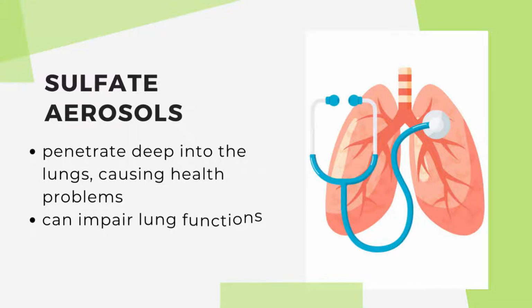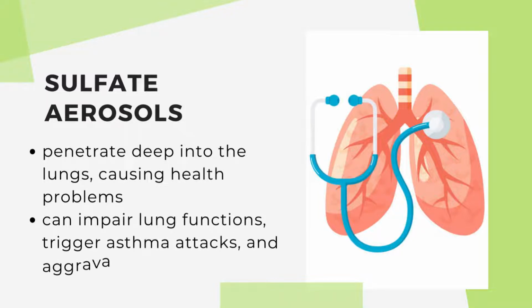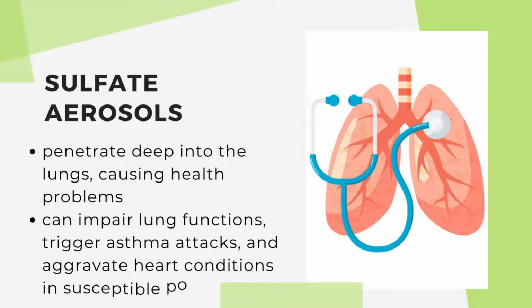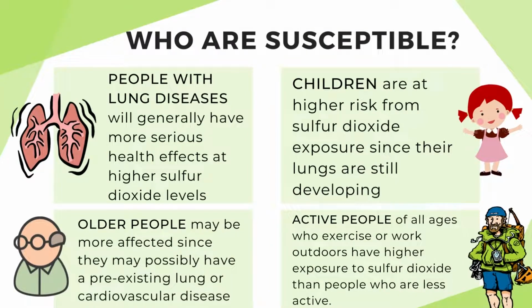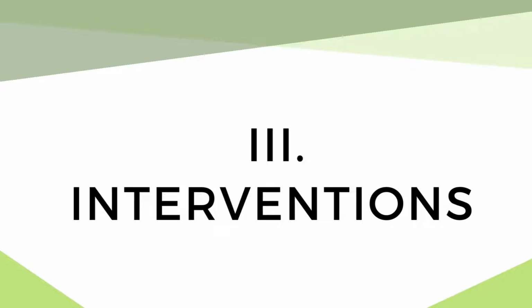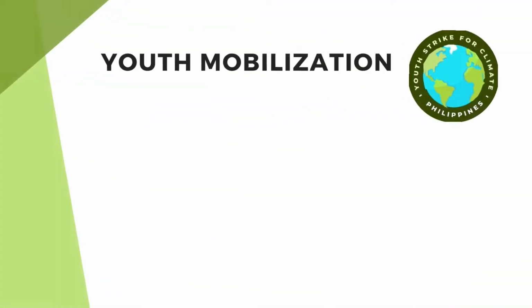At higher levels, these can impair lung function, trigger asthma attacks, and aggravate heart conditions in susceptible populations. The National Park Service in 2018 stated that people who are at risk to SO2 include people with lung diseases, children, older adults, and active people. After knowing the negative effects of increasing SO2 in the environment, it is important to know the interventions within our reach to minimize its effects on the environment.